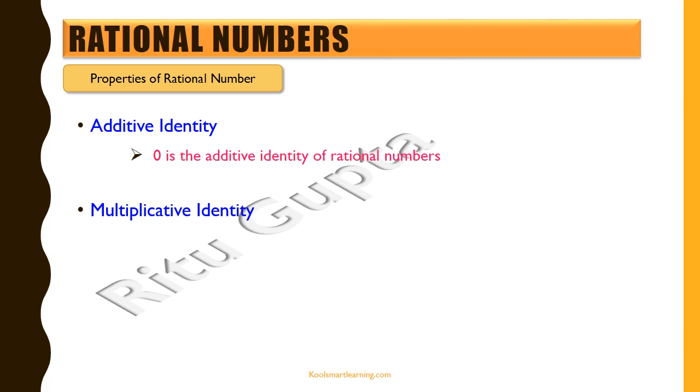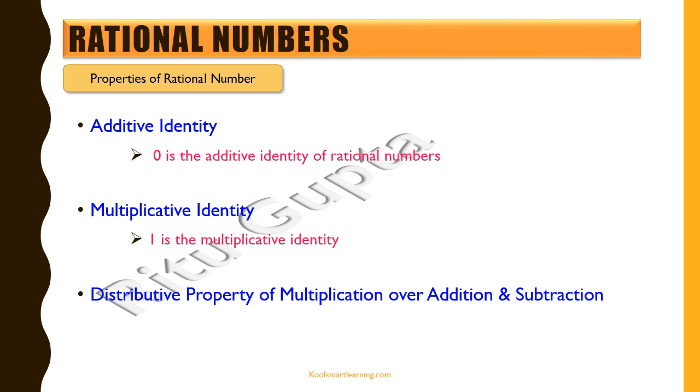Multiplicative identity is the number which when multiplied with the given number does not change the number. That clearly again is 1. If we multiply any given number with 1, the number does not change. So it's true for the rational numbers.